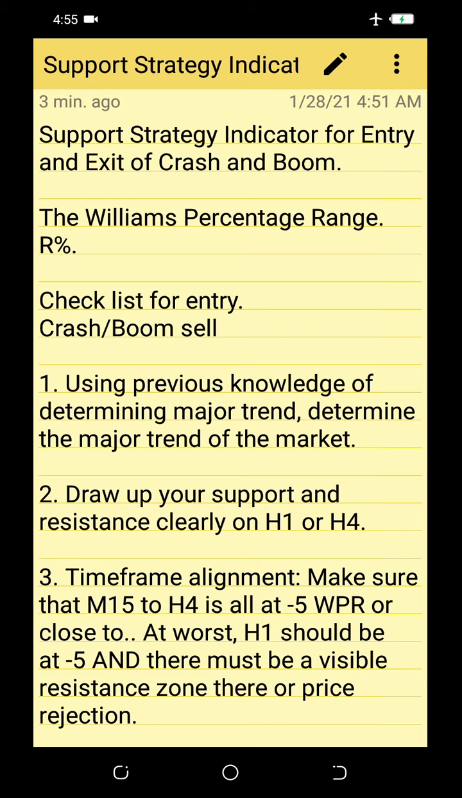So what's the checklist for entry, Crash and Boom? Remember that this does not in any way destroy the previous video I talked about entry, but I'm trying to see how I can make our entry more tightly defined. The previous teaching is still 100% okay, but the challenge is that some of us do not understand how to use that for entry more accurately. So this is what I want to introduce to you.